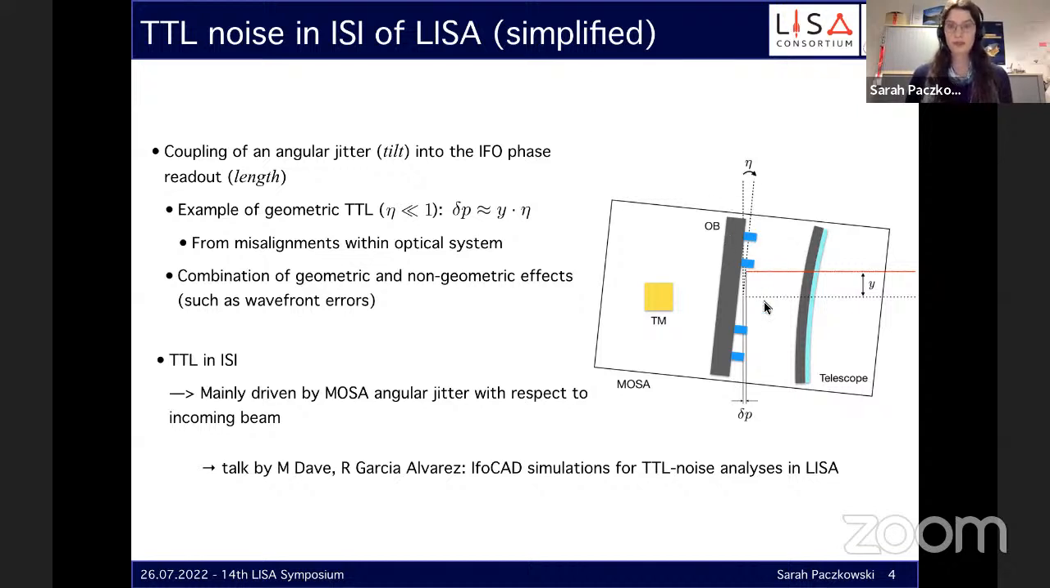And this results from misalignments in the optical system. So in general, tilt-to-length noise is the combination of geometric and non-geometric effects, such as wavefront errors. In this talk, we will focus on LISA in the intersatellite interferometer, which is mainly driven by the Moser angular jitter with respect to the incoming beam.